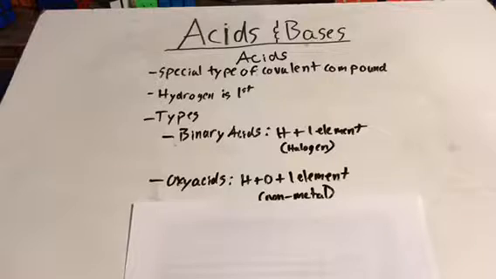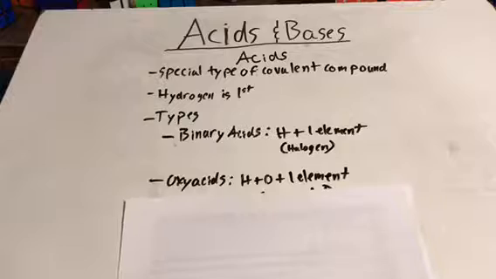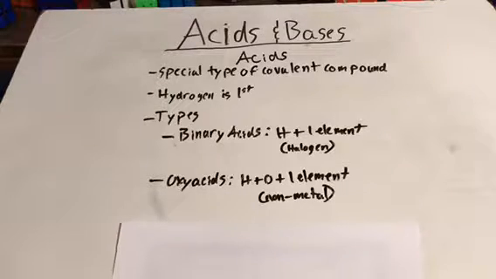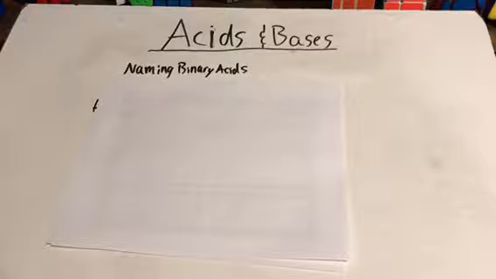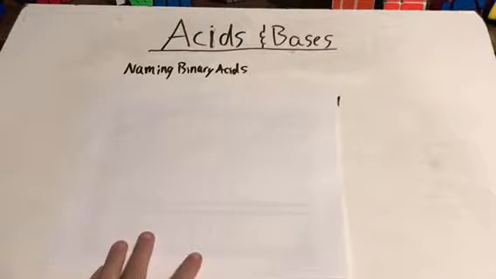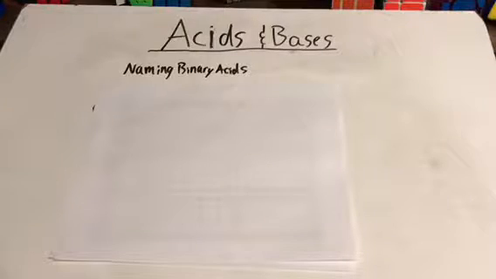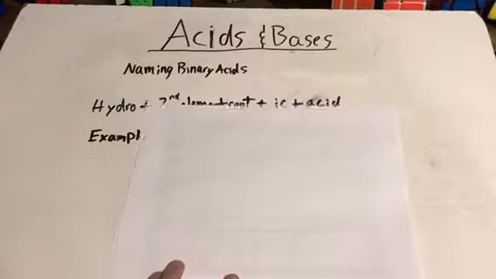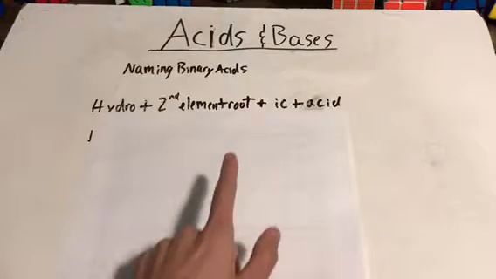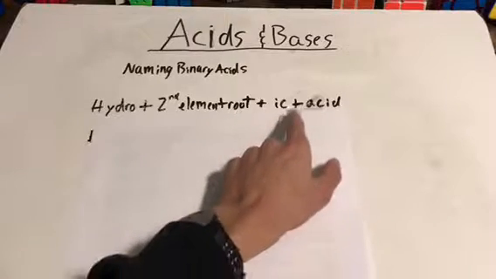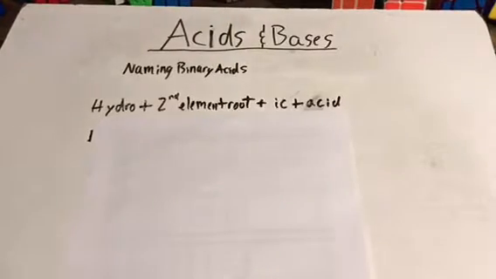Then there are oxyacids, which are hydrogen plus an oxygen plus one other element, and that other element is normally a nonmetal. So how do you name binary acids? Well, first, you write the prefix hydro. Then, you add the root of the second element, then the suffix ic, and then acid. It seems long and hard to remember, but it flows together really nicely and is actually really easy.